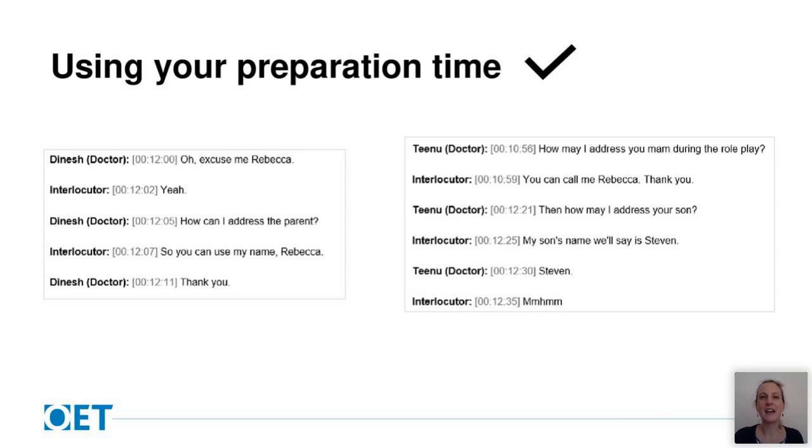Actually, before I do that, I just want to pick up on these doctors who made good use of their preparation time to ask the name that should be used. So these doctors recognized that they had been speaking to this parent before. And so the doctor on the left checked what name they could use for the parent, and the doctor on the right also checked the name to use for the parent, but also the name to use for the patient, for the parent's son. So that's excellent use of the preparation time and meant that those doctors were able to start straight in with the conversation.